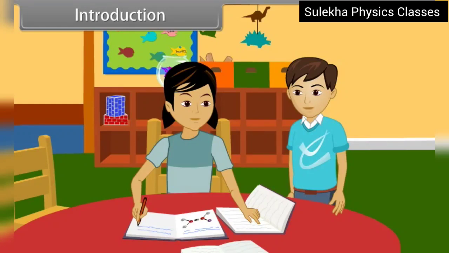What are they? Alkenes are unsaturated hydrocarbons, and so are alkynes. Come, I'll tell you in detail about alkenes and alkynes.